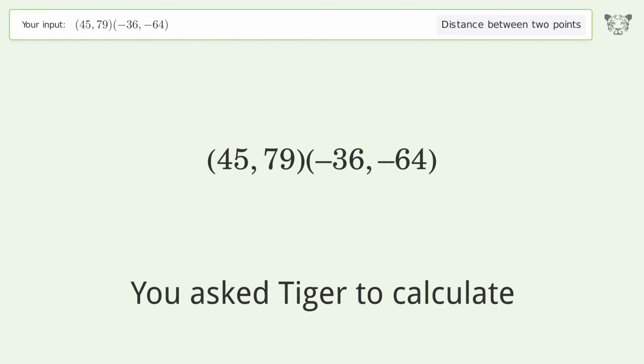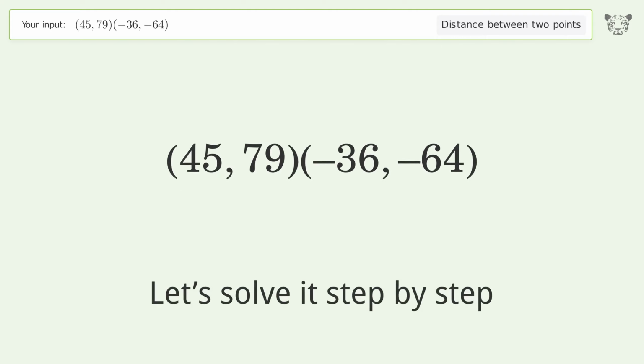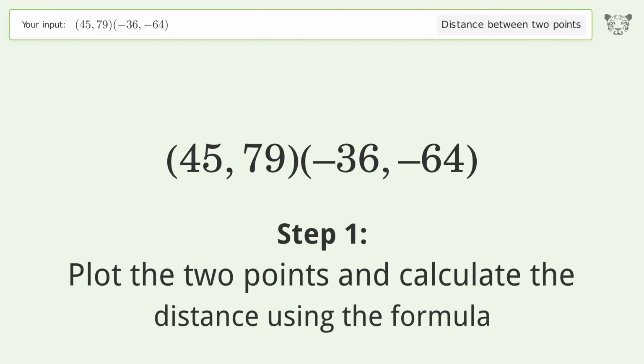You ask Tiger to calculate. This deals with the distance between 2 points. The distance between the 2 points is the square root of 27,010, or 164.347. Let's solve it step by step. Plot the 2 points and calculate the distance using the formula.